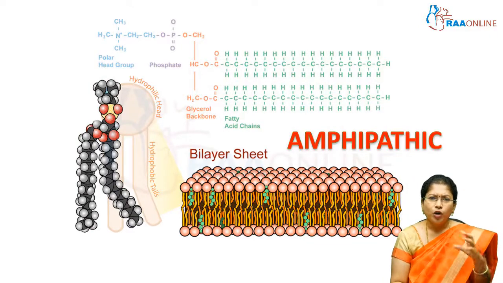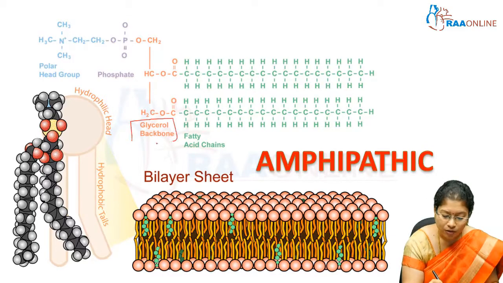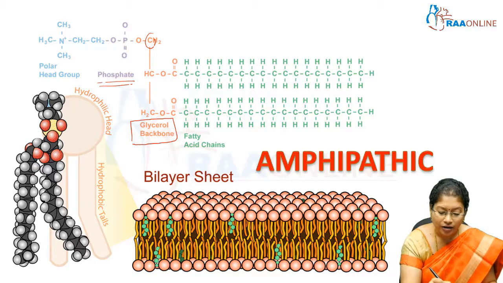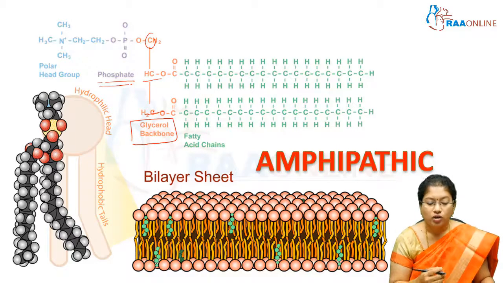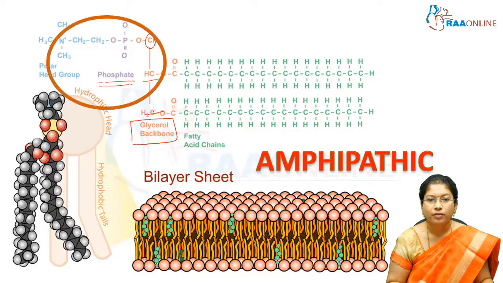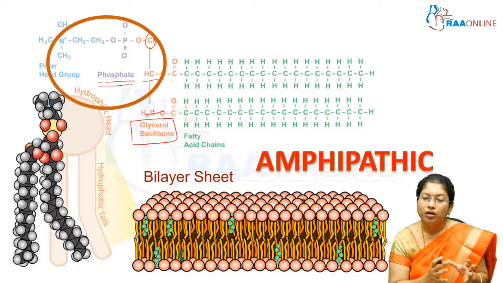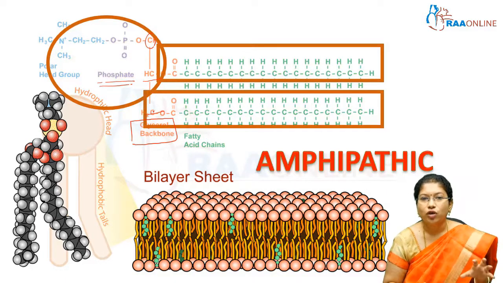Now, looking into the phospholipid, this is the glycerol backbone. To the first carbon, the phosphate group is attached. To the second and third carbon, two fatty acid chains are attached. So this phosphate group forms the polar head. And the two fatty acid chains form the tail of the phospholipid.